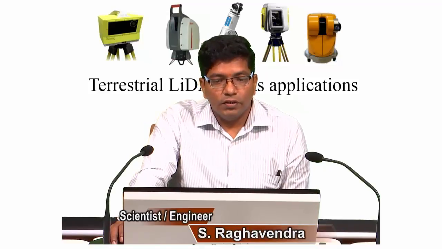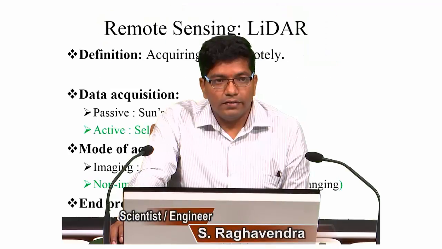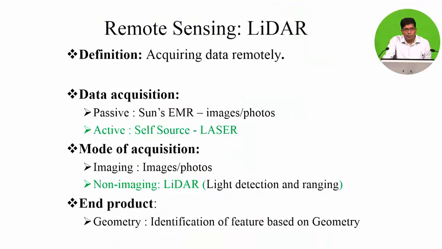I'll be talking about terrestrial lidar and its application. Terrestrial lidar is a remote sensing technique which acquires the geometrical data of the scene, and the lidar sensor basically employs its own source of light for acquiring the geometrical property of the target. In case of lidar, the light in a very special form called laser will be used.